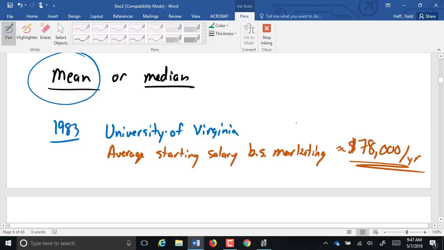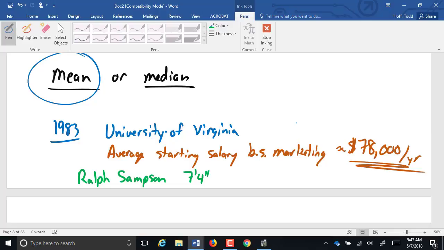But what they failed to disclose was one of their graduates that year who did graduate with a BS in marketing was a man by the name of Ralph Sampson. And Mr. Sampson was 7'4" tall and was the two-time NCAA basketball player of the year, both his junior and senior year of college.